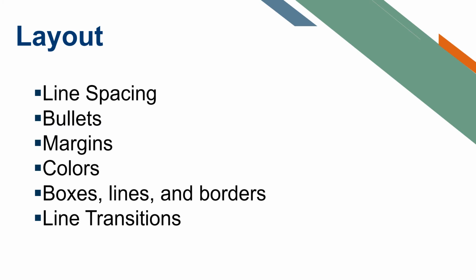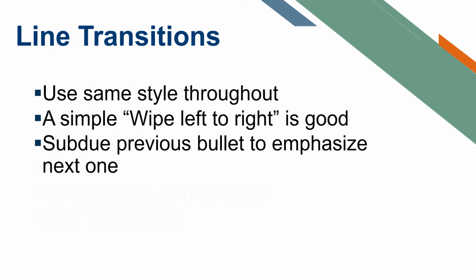Adding to that, lines, boxes, borders, and open space should also be consistent throughout. So you shouldn't have text on the left side on one slide and then text on the right side on another slide. You want it to be consistent throughout. Line transitions. This is another thing that can make or break. It can be distracting or add to and give value to your presentation.